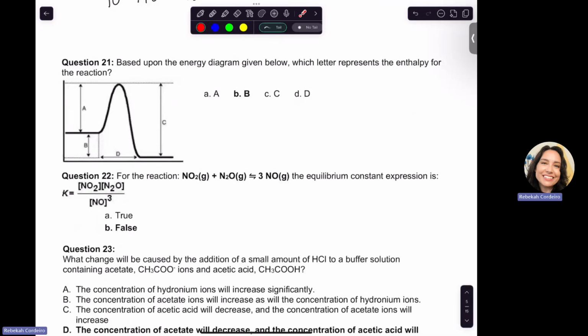Energy diagrams. What letter represents the enthalpy? So enthalpy is the difference in the products minus the reactants. So which line is products minus reactants? So if this is my reactants, these are my products. The difference in products minus reactants is B.